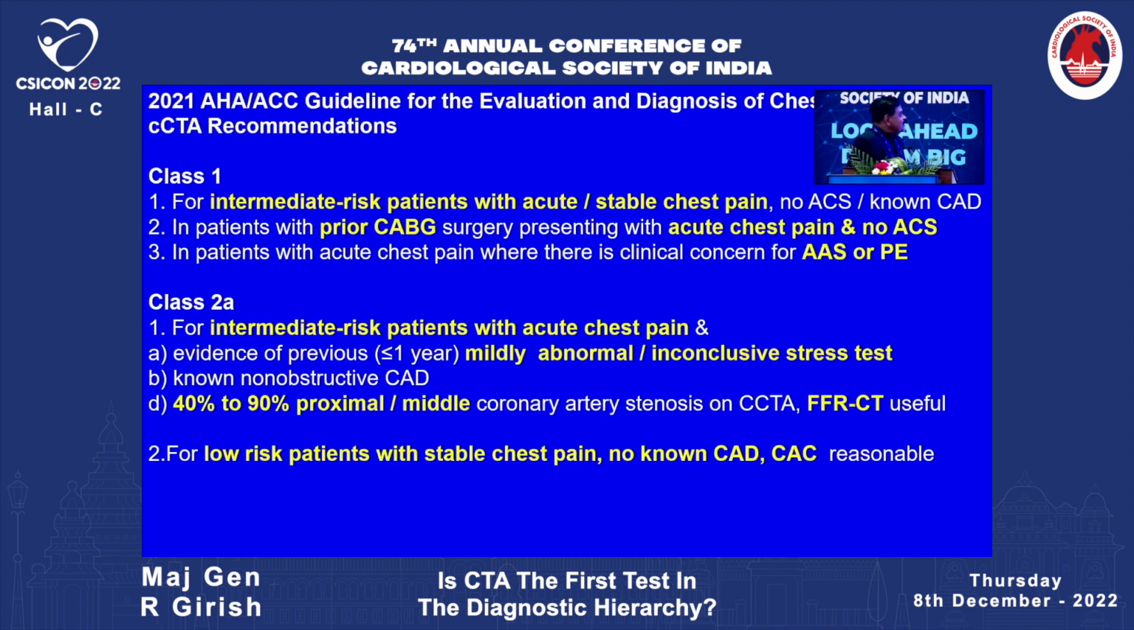The AHA/ACC guidelines gave a class 1 recommendation for the intermediate risk patients with chest pain, for patients with prior CABG, and patients with suspected acute aortic syndrome or pulmonary embolism, what is known as a triple rule out procedure, and a class 2A recommendation for intermediate risk patients with chest pain with various subsets.